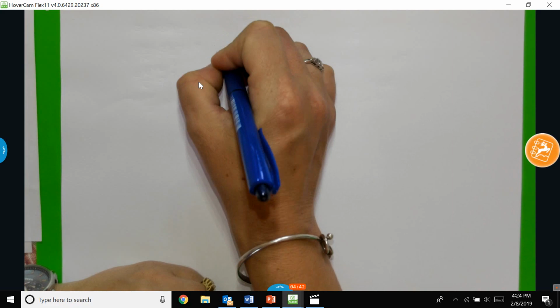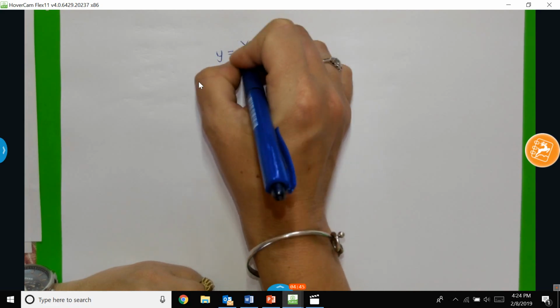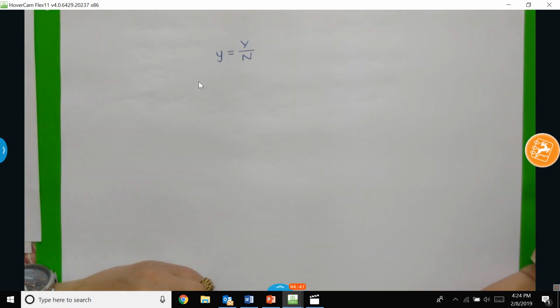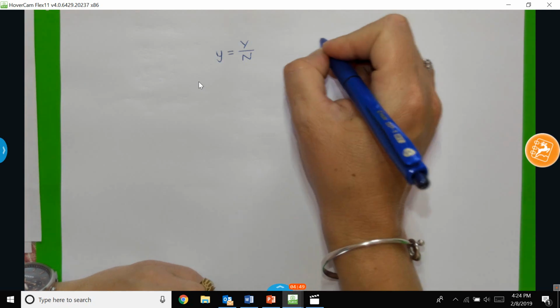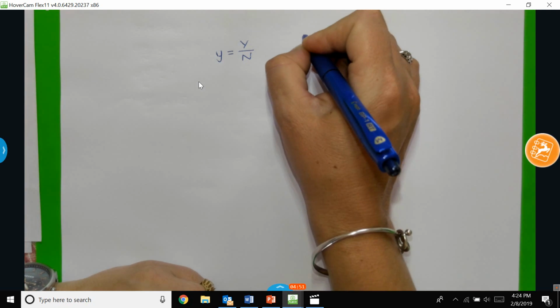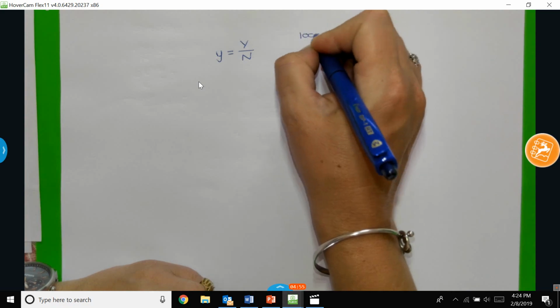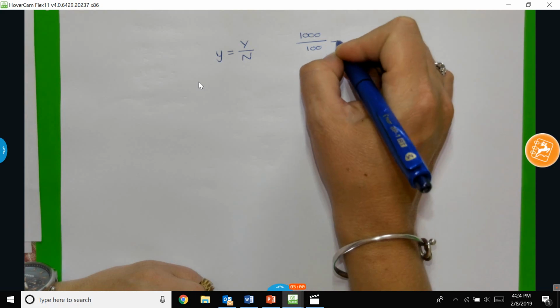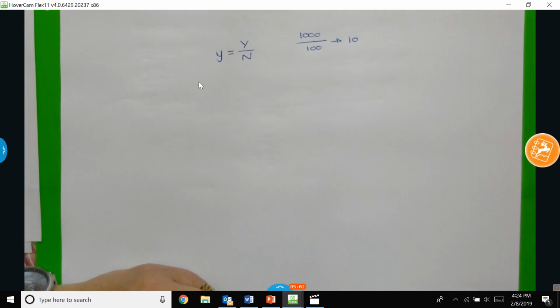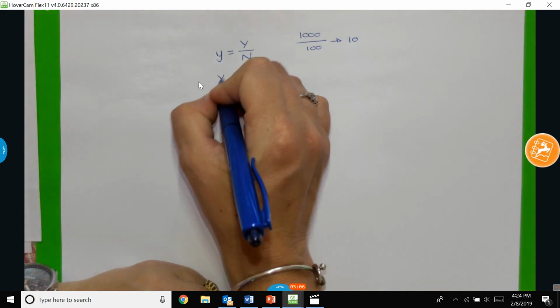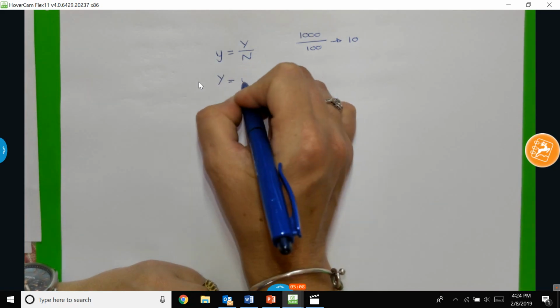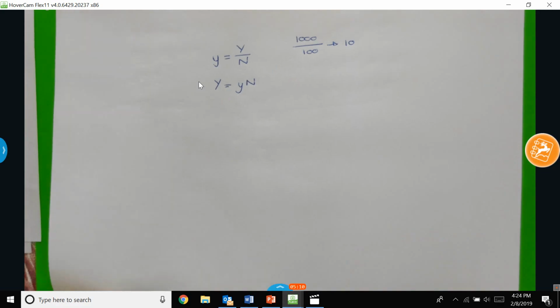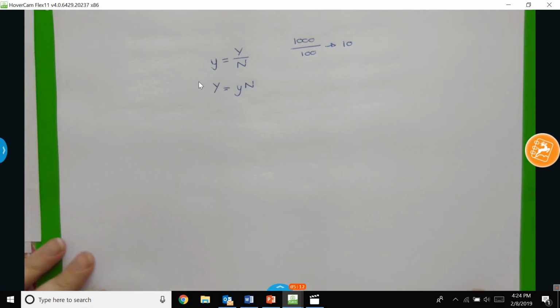Output per person is equal to total output divided by the population size. Okay, just as an example so that you know what's going on. If total output was, say, 1,000 and the population size was 100, then output per person would be 10. Okay, really quite simple. Total output is then equal to output per person multiplied by the population size.